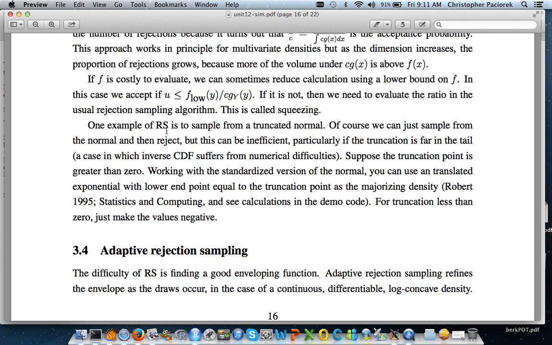Well, I could just sample from the normal distribution and reject everything that is on this side of the censoring point. But the result of that is I'm going to spend all of my computation essentially sampling points out here that I then subsequently throw away. So that seems a little bit silly. You can actually use inverse CDF for this, which isn't bad, except that if you get far enough out in the tail, you can have some numerical issues with that. And so rejection sampling is another thing that you can do.